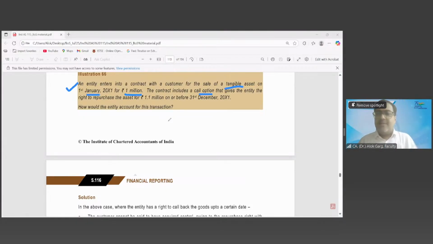So on day one, what happens if it is a call option and the seller is reasonably certain that the seller is not going to buy? Then it is just like a sale transaction. Are you getting me? I have the call option. I am the seller.